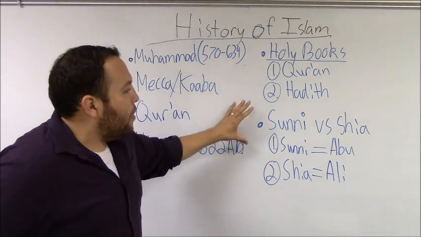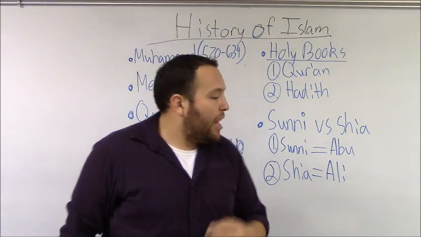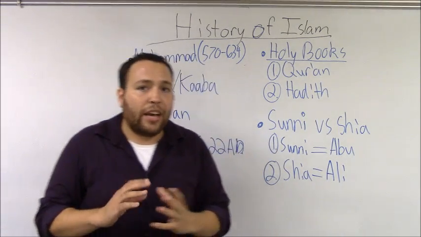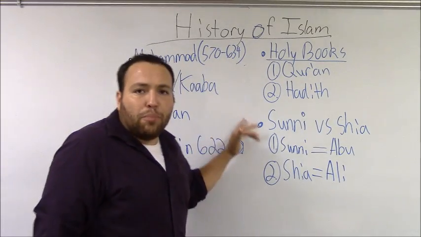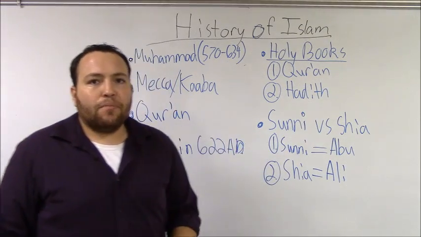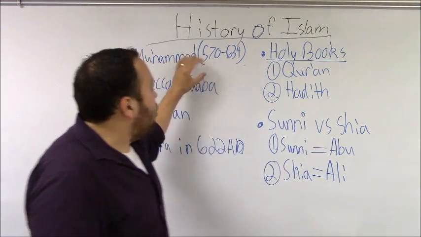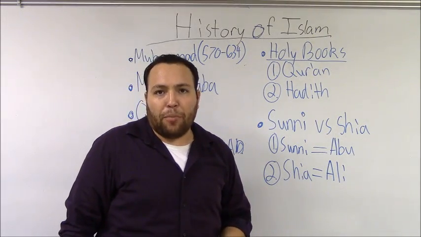So let's talk about one of the major divisions that happens in Islamic history. And it's a division that's still going on today. It's a division that people are still fighting wars over today. And that is the split in Islam between the Sunni and the Shia. And this division goes all the way back to the year 634 following the death of the Prophet Muhammad.